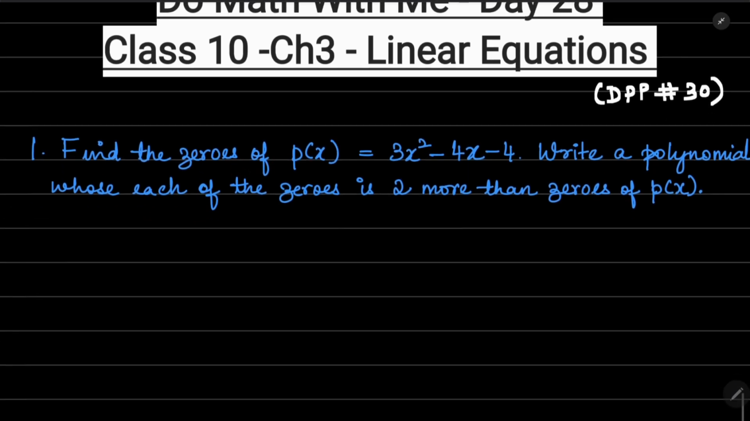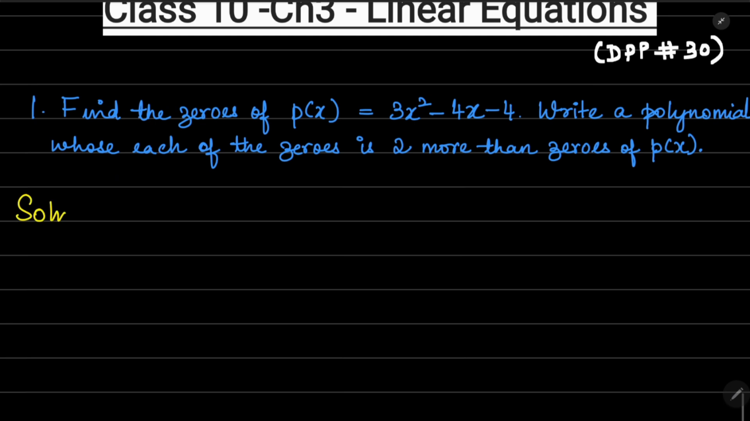So the solution is, given p of x equal to 3x square minus 4x minus 4. Those who know how to solve it, please pause the video and go ahead with writing the question and solving it. And those who do not know, please continue watching. Always follow the way I write the solution. I'll always write it in steps. You can also follow the same, because steps do carry marks in your board examination.